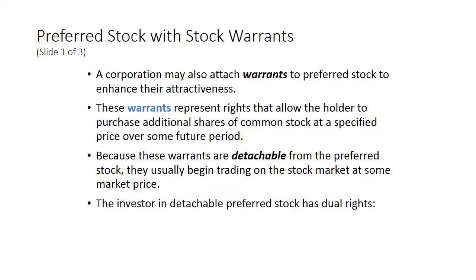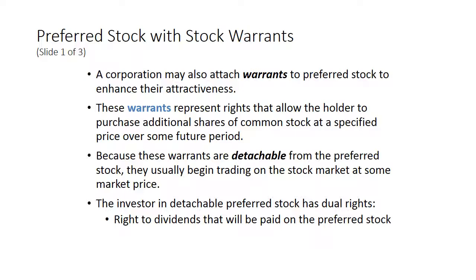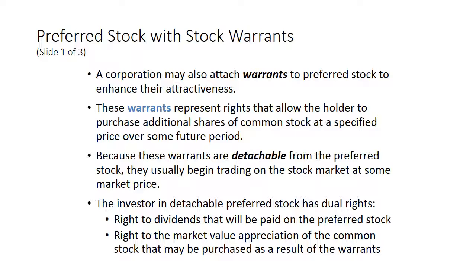The investor in detachable preferred stock has 2 rights. 1, they're the owner, and 2, they have a right to buy stock, common stock. They have a right to dividends that will be paid on the preferred stock, and the right to the market appreciation of the common stock that may be purchased as a result of the warrant.